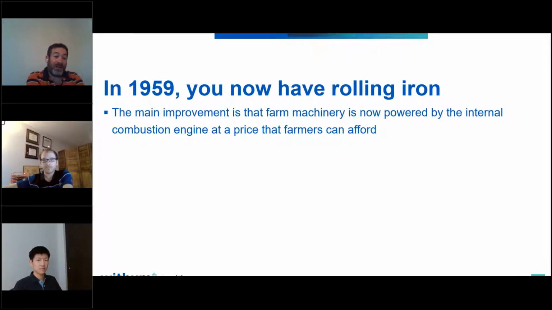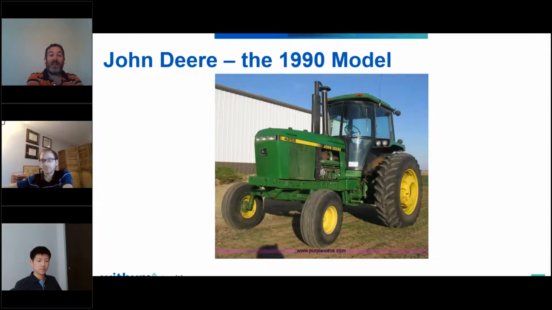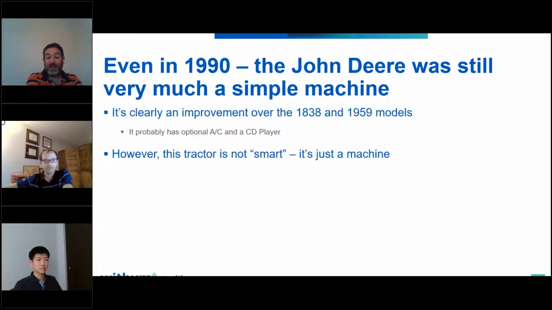So, but you finally have an internal combustion engine at a price that farmers can use. So now we're moving on. We're going to move to the 1990 model. So at least whoever has to ride around this from the hours of C to no C, at least they're in an enclosed cab. Maybe it has AC or a CD player if they're lucky. But again, this is just a mechanical machine. There's nothing smart about it. There's no software in it. It's not intelligent. It's all human controlled.